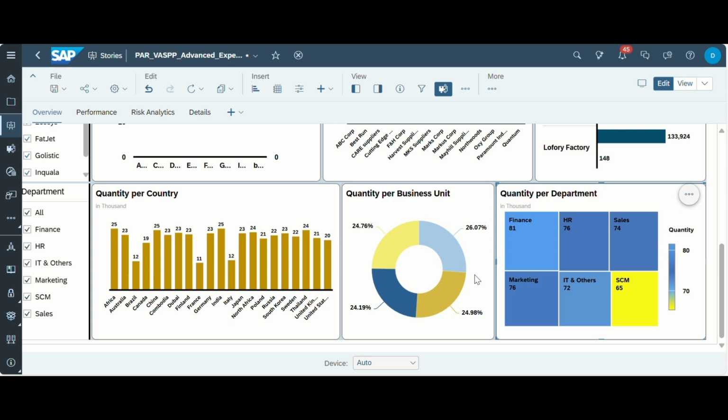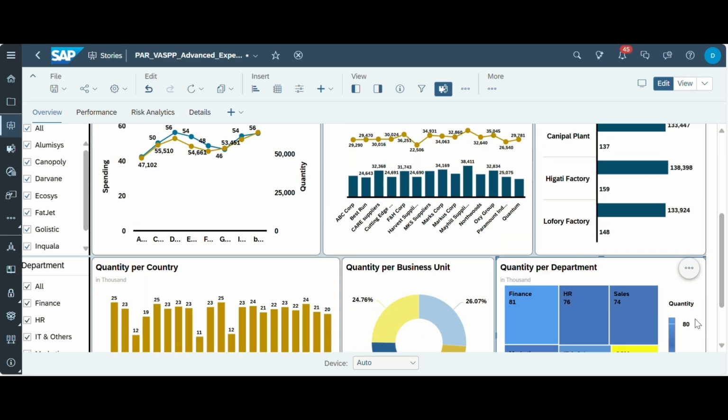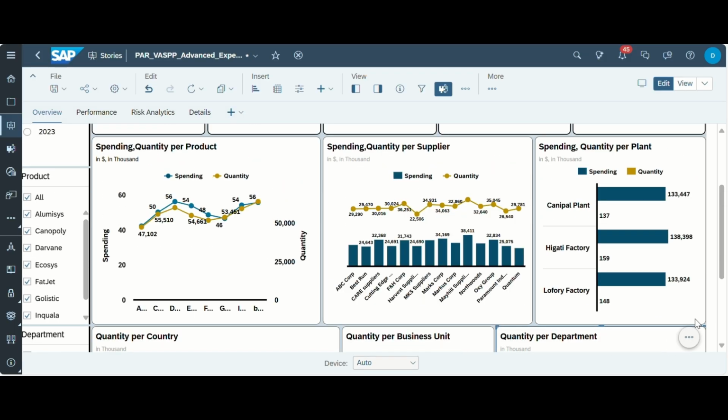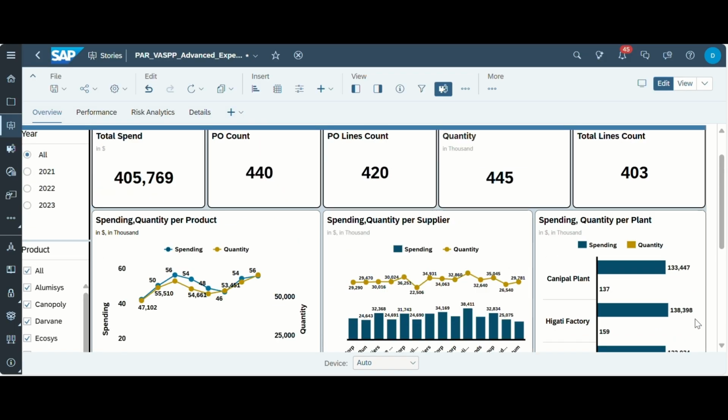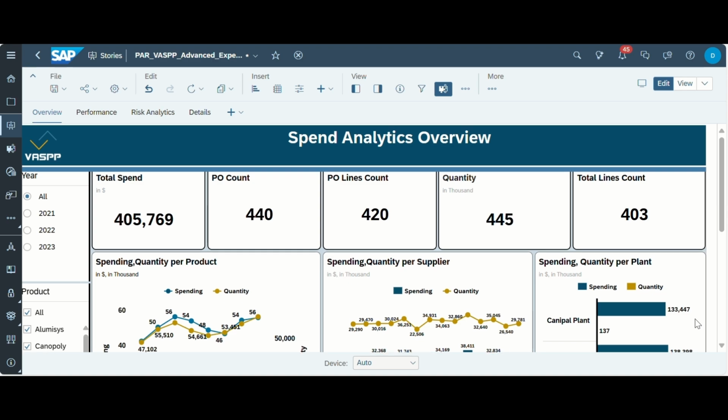Lastly, the quantity per department is shown using a tree map. Departments like finance, HR, sales, or supply chain management are clearly represented, helping you understand which teams are making the most purchases. This insight is valuable for budget planning, internal benchmarking, and controlling operational costs. Together, these visualizations offer a clear, intuitive way to explore procurement data, empowering every business user to make smarter, more strategic decisions.